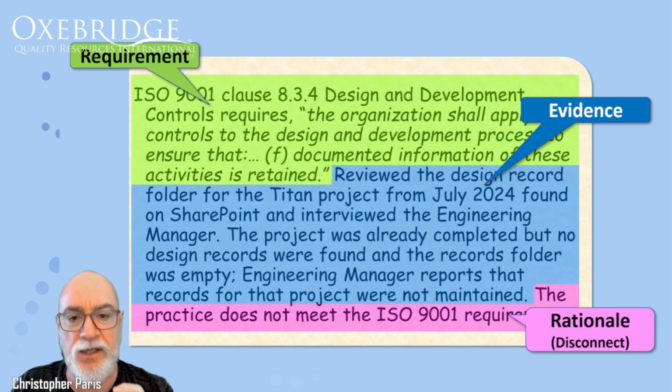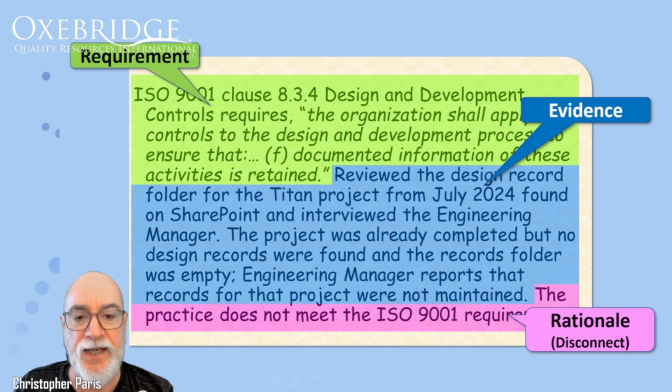You have the exact clause of ISO 9001. In this case, it's 8.3.4. It's right there for you. You don't even need to go get it. You can read it. Then it shows the evidence. In this case, it says the design record folder for the Titan project in July on SharePoint, and they interviewed the engineering manager. So you can go to the engineering manager. You can pull up the folder. You can go into SharePoint. You've got everything there. You can replicate the auditor's experience. And then the final disconnect was that the practice didn't meet the requirements. All three elements are there.